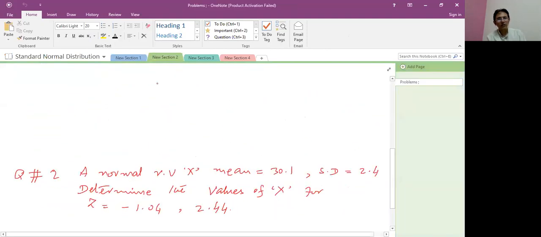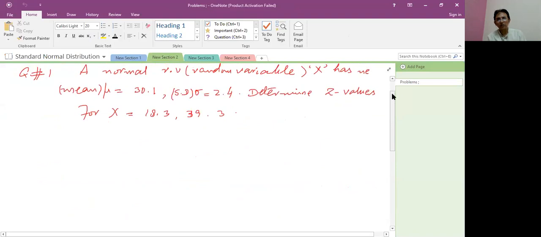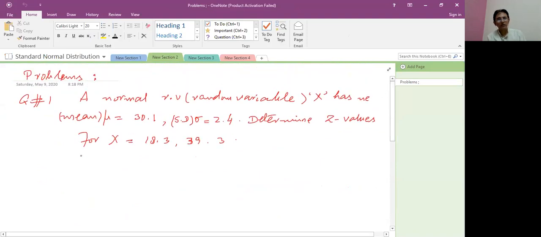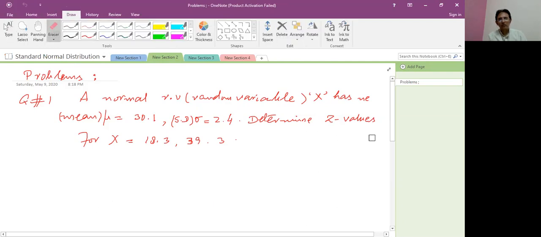So we will continue and write an application about the standard normal distribution to understand the topic. So student, first we will talk about a normal random variable x that has mean mu equal to 30.1 and standard deviation sigma 2.4. Determine the z values for x equal to 18.3 and 39.3, which you have been given.